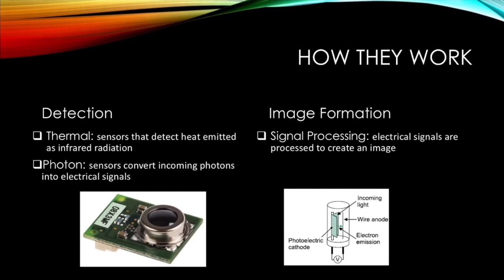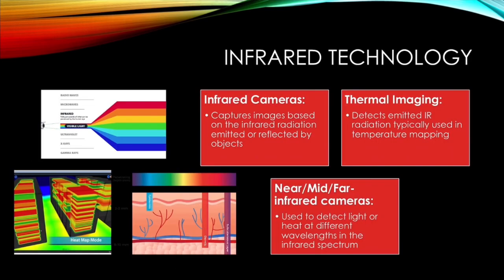Okay, so now let's break down the basics of infrared. First of all, infrared captures images based on infrared radiation emitted or reflected by objects. This is what you see hunters or military using to see objects or life under the cover of night. There is also thermal imaging, which detects IR radiation and is typically used in temperature mapping. There are cases where people use thermal imaging to capture the interior of buildings, as seen in the picture to the left, to determine certain levels of heat. This can come in handy to prevent overheating in mechanical situations or electrical circuits to help prevent equipment failure.